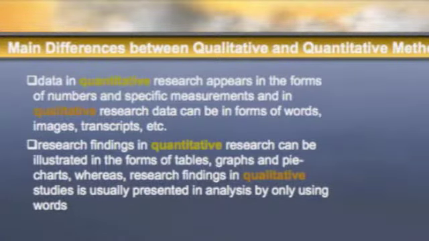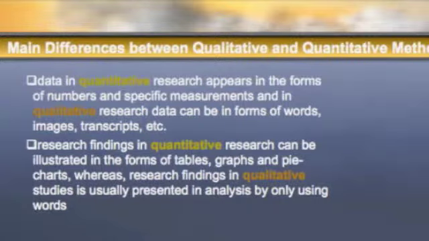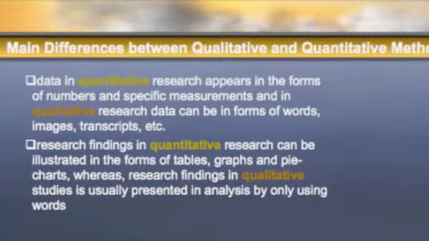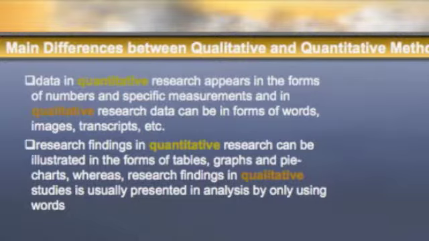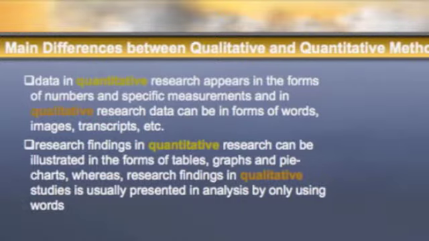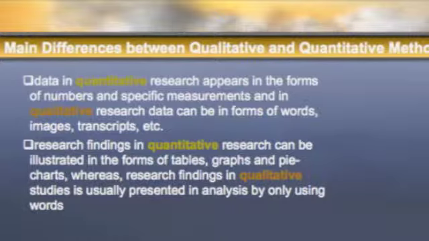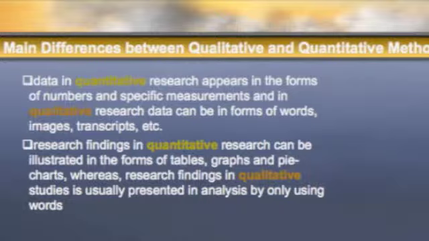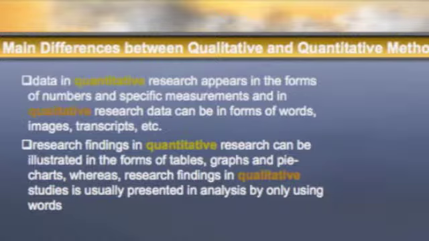Okay, going on with some of those main differences, data in quantitative research appears in the forms of numbers and specific measurements, and qualitative is in the form of words, images, and we were going to write the transcript, so it will be in the written word after we take what we hear in an interview or focus group and write it down. Research findings in quantitative can be illustrated in tables, graphs and pie charts where you can get that kind of visualization of the numbers, whereas qualitative is usually a narrative description or analysis using words. So that's some of the differences there.